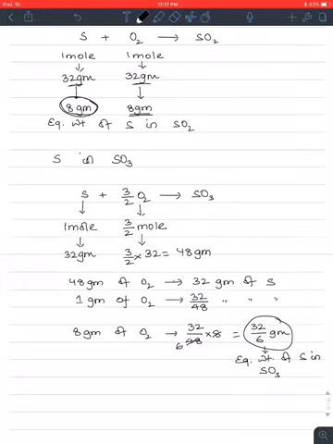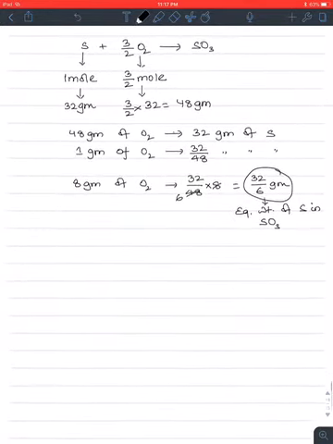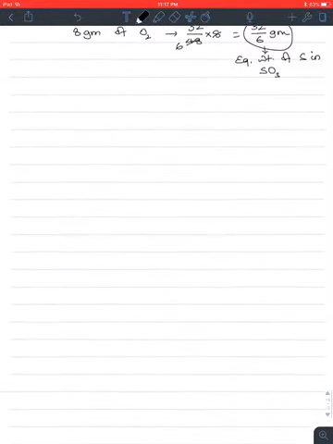So this is one definition of equivalent weight. There is another definition of equivalent weight: it is that weight of substance which reacts with 1 mole of electron.